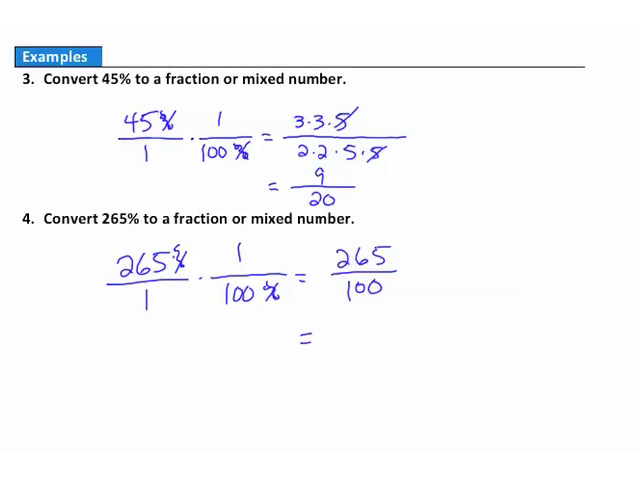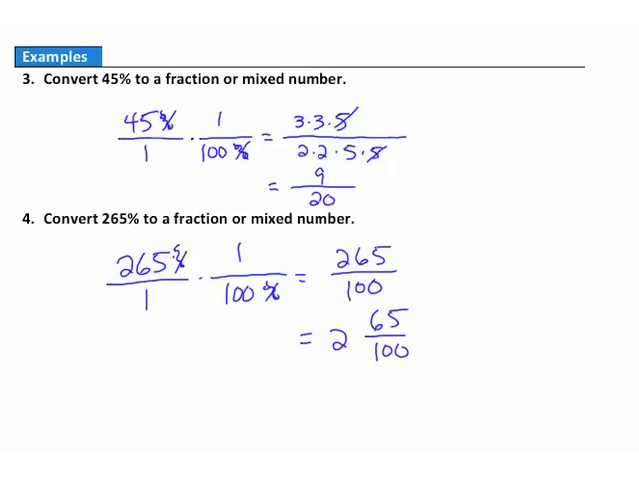Now this is an improper fraction. We want to convert this improper fraction into a mixed number. So we would say 100 goes into 265 2 whole times. And that would be 200. So 65 is going to be a remainder. So we're going to write this as 2 and 65 over 100.